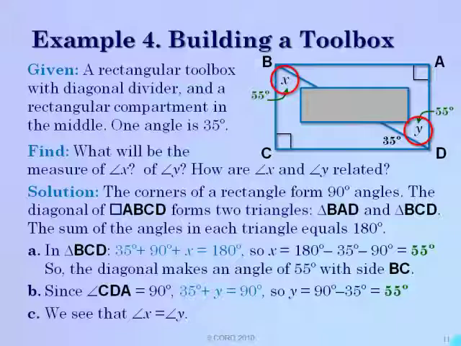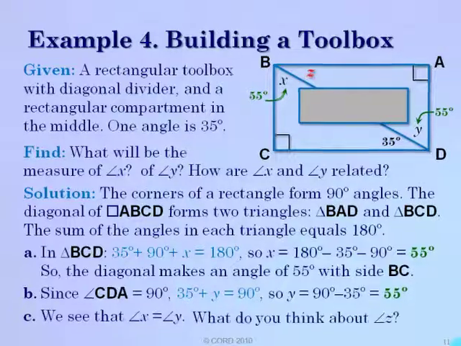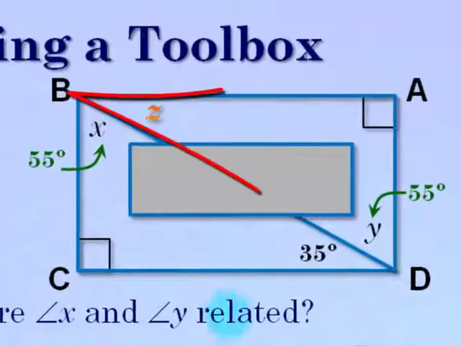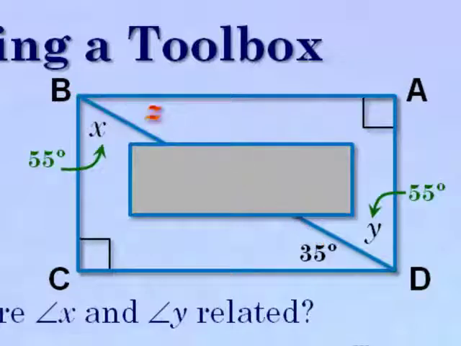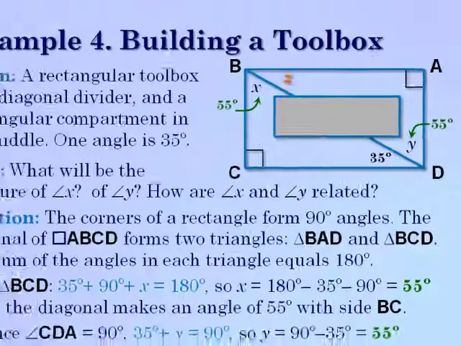And what is the relationship between angle x and angle y? Well, look at that. They both turned out to be 55 degrees. So there's something you learned about diagonals in a rectangle. What do you think about angle z? Would you like to venture a guess? I'll bet you already know the answer without even doing any math. It's going to be the same as this angle over here, so it will be 35 degrees. Very good. You're learning them fast.